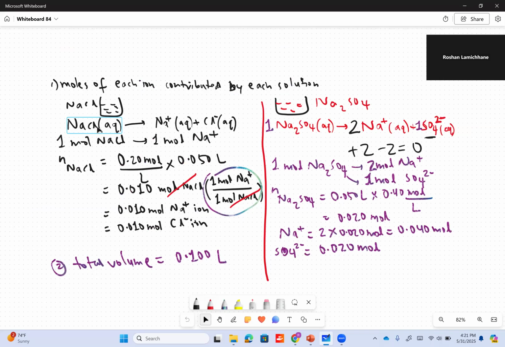For example, NaCl dissociates into Na+ and Cl- when it dissolves in water. Na2SO4 dissolves into Na+ and SO4 2-. But then remember, you have to balance the atoms and the charge. And that is why I have 1 mole of Na2SO4 giving me 2 moles of Na+ and 1 mole of SO4 2-, and so on.